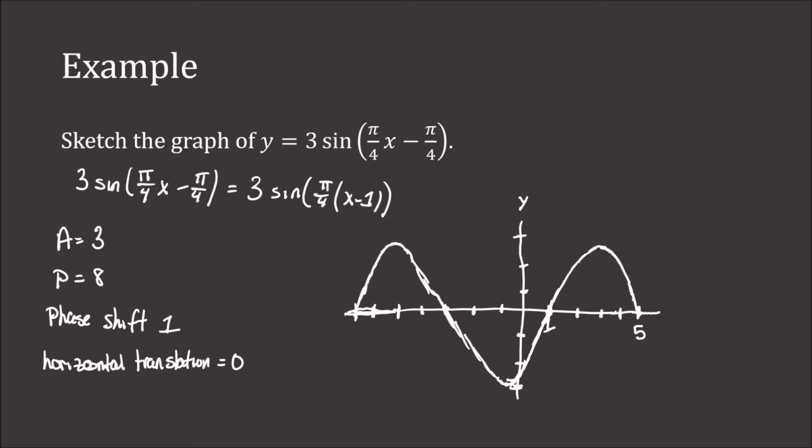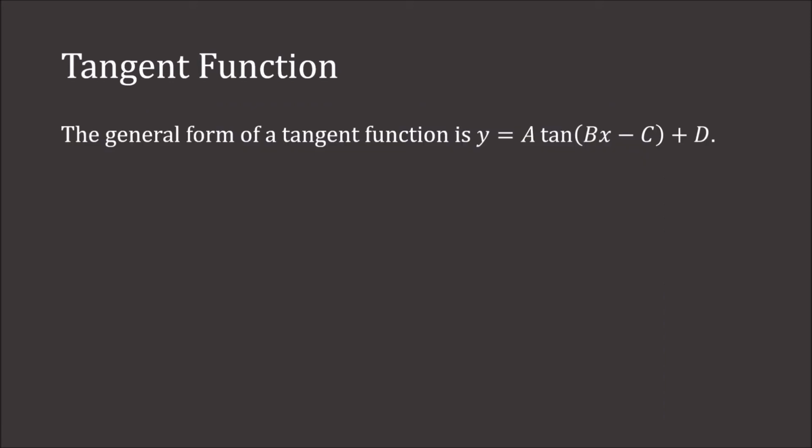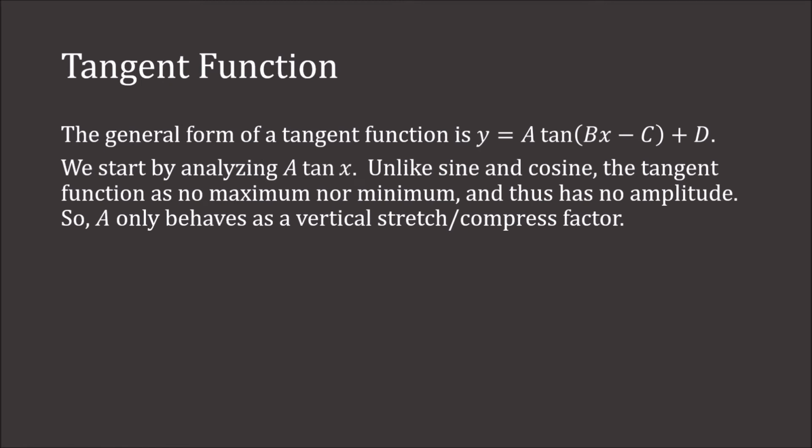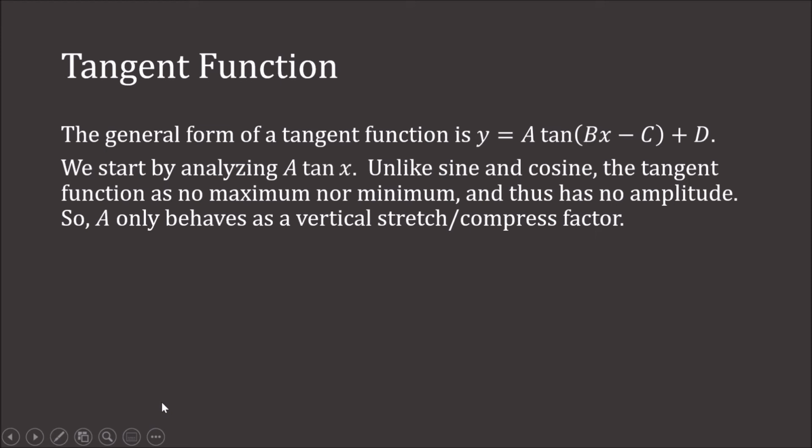We will now go ahead and examine the remaining 4 trig functions, starting with tangent. So this is the graph of the tangent function. Notice that the tangent function has vertical asymptotes. The general form of a tangent function is y equals a tangent of bx minus c plus d. We will start by analyzing a times tangent of x, just like we did with sine and cosine. However, unlike the sine and cosine, the tangent function has no maximum nor minimum, right? You can see that here. At the asymptotes, it goes up to infinity and down to minus infinity. So it has no amplitude.